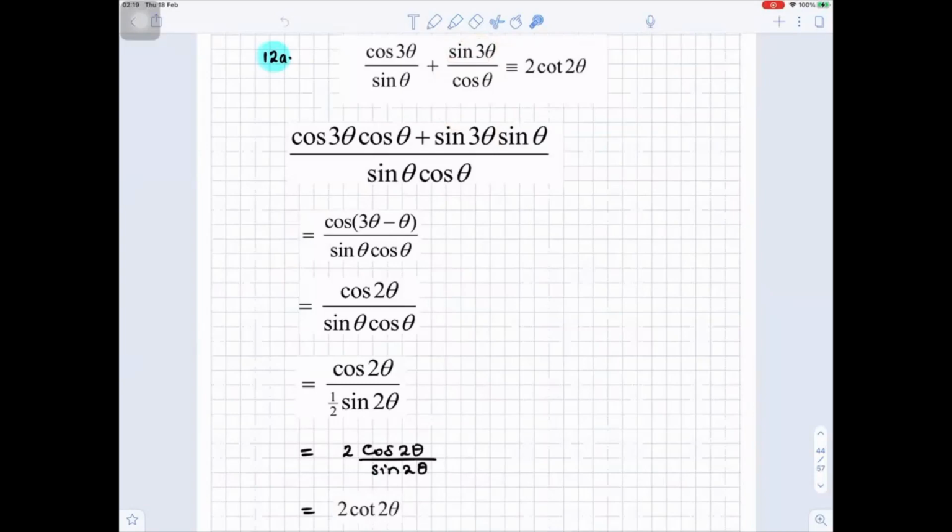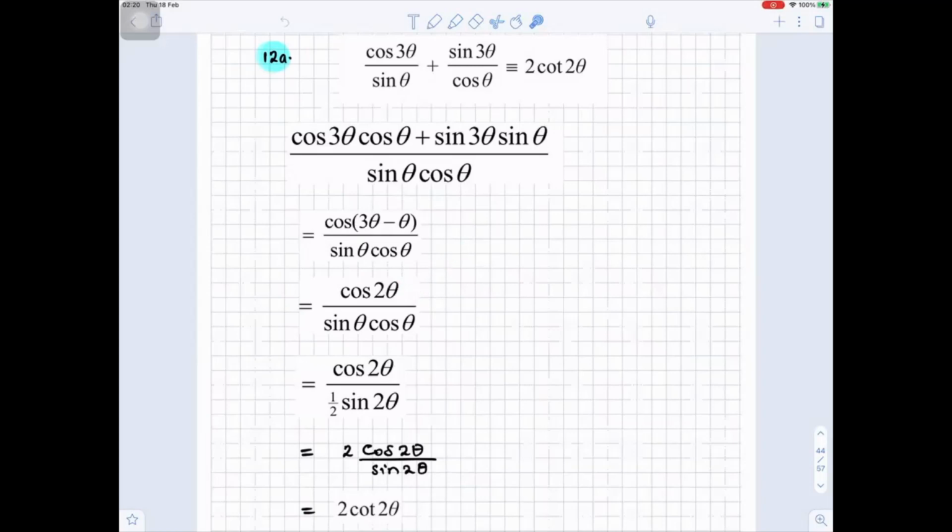So the numerator, we can write it as cos 3 theta minus theta. If you remember cos A minus B, that's like your A and that's your B. So we write all of that as cos A minus B. But 3 theta minus theta, what's 3 minus 1? It's 2. That gives you 2 theta. So it's cos 2 theta over sin theta cos theta.